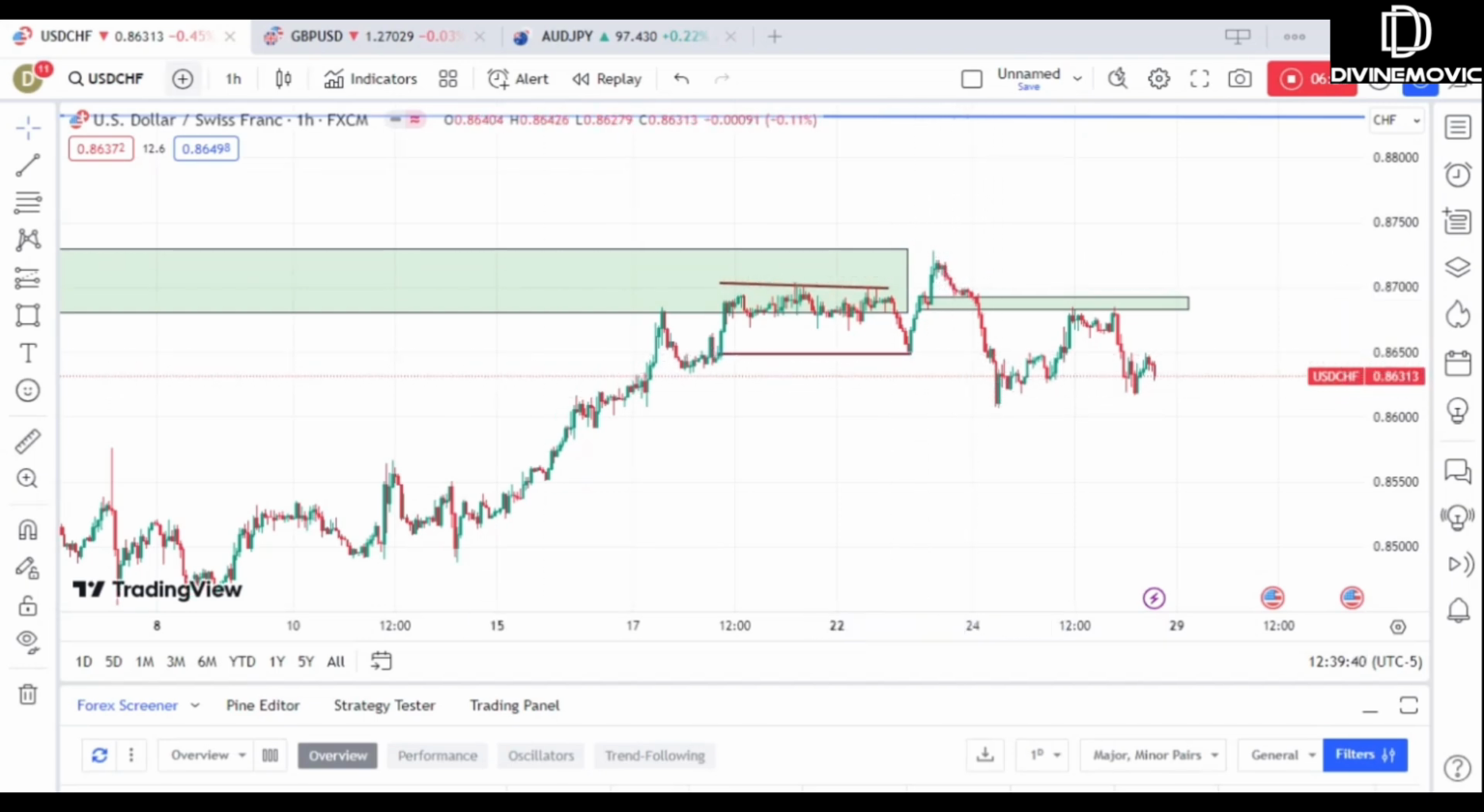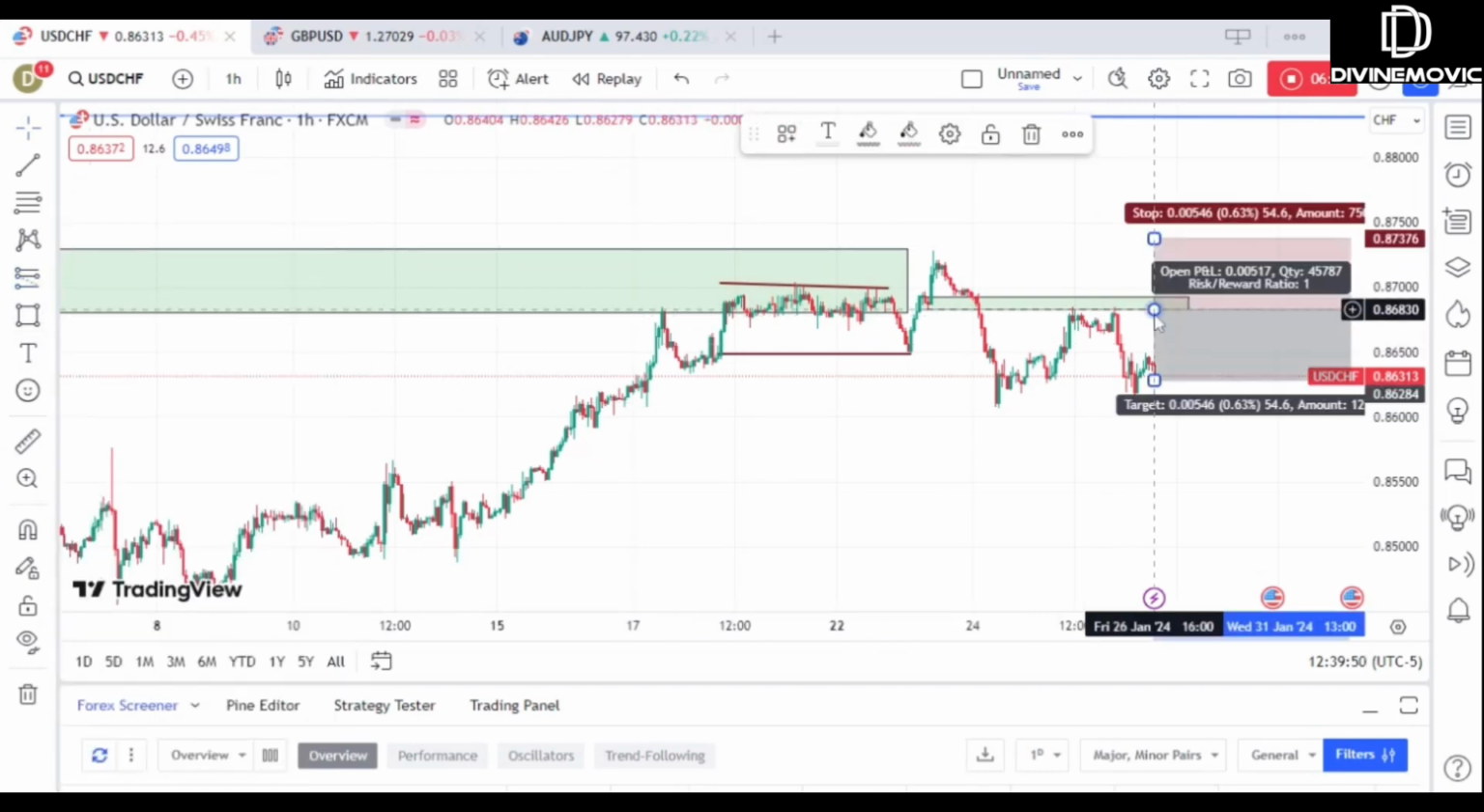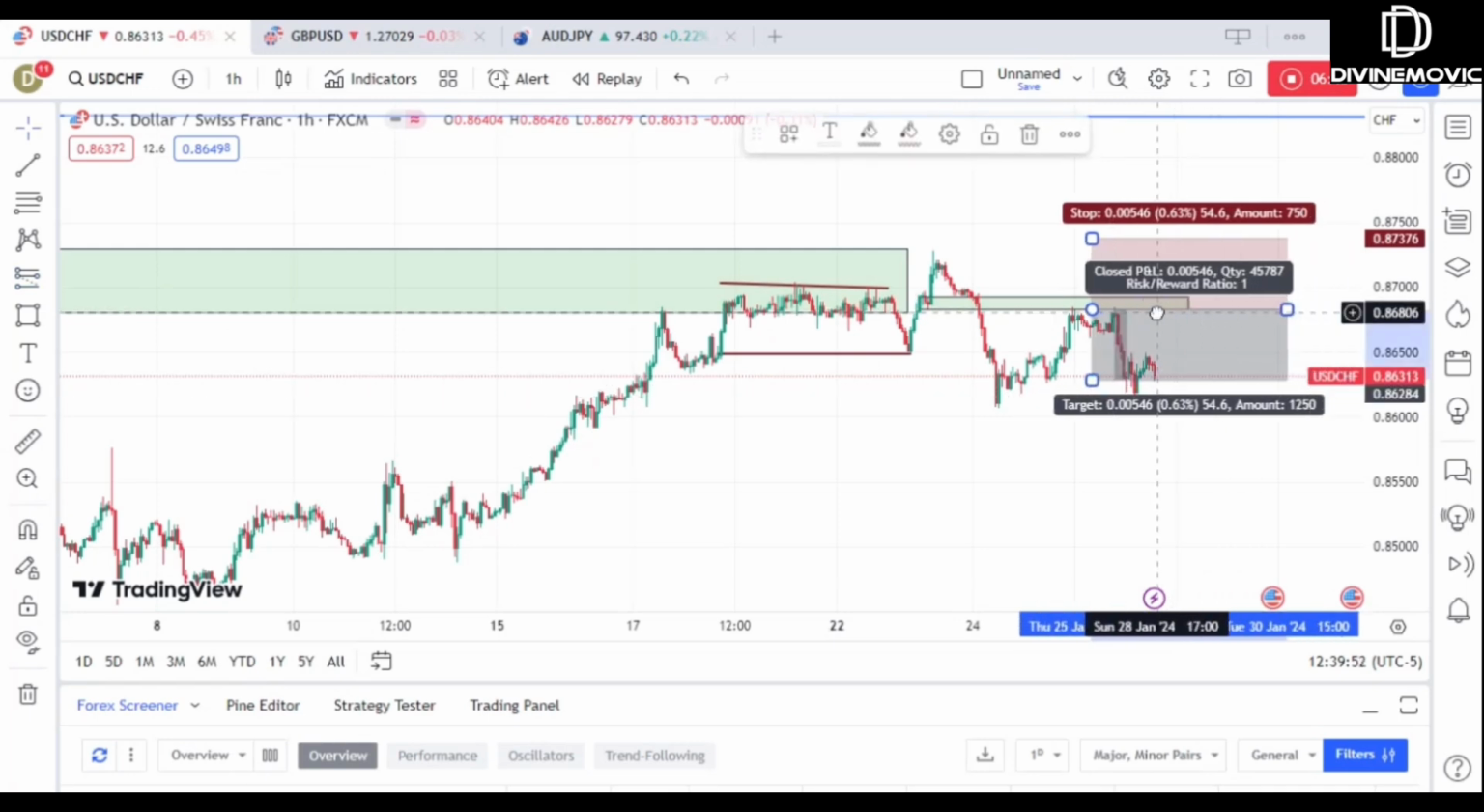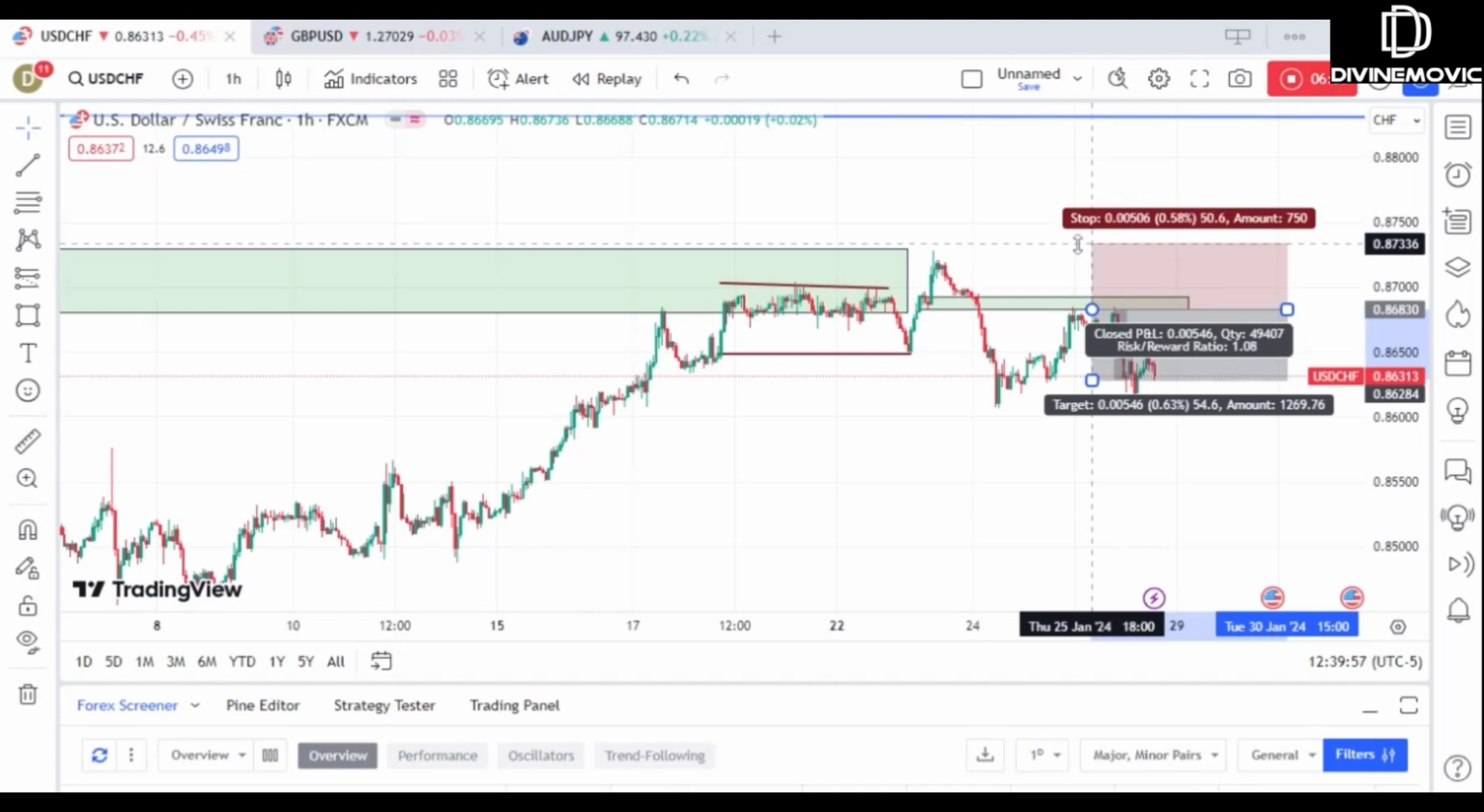And what you can see clearly, when price got this liquidity, price came back to my point of interest. It gave us this sell here, and my stop loss above this high here.